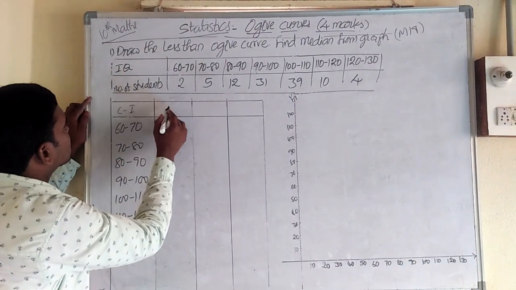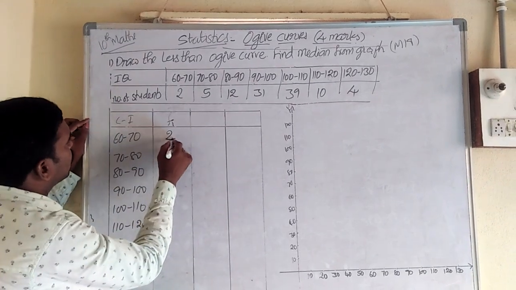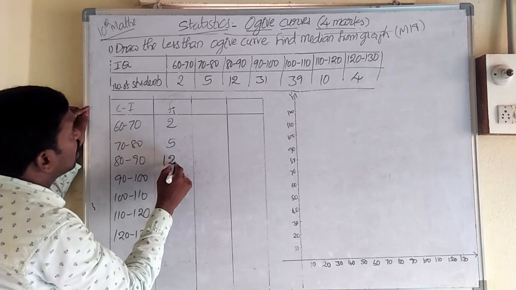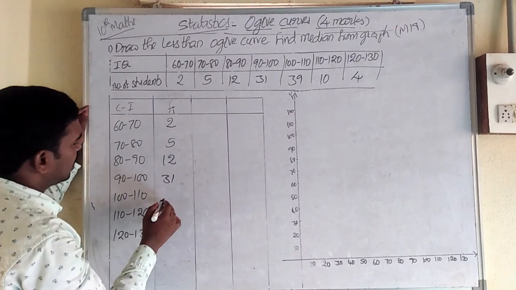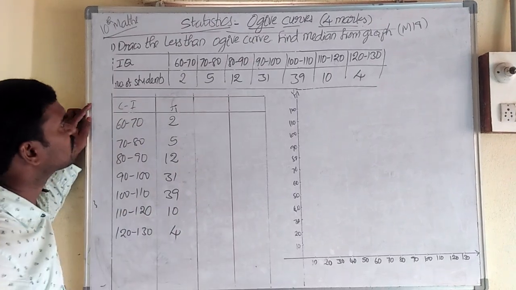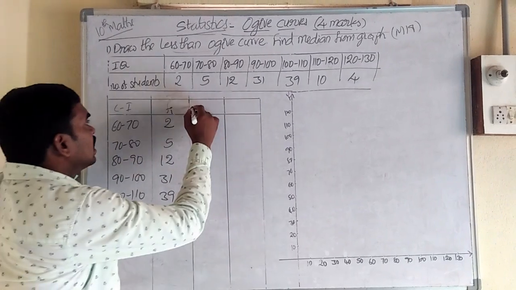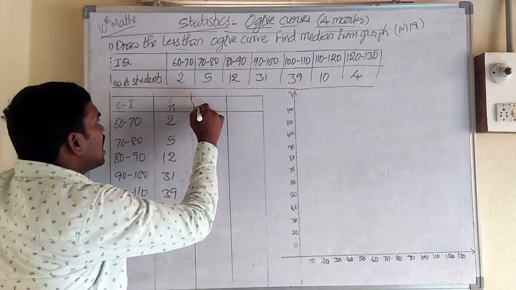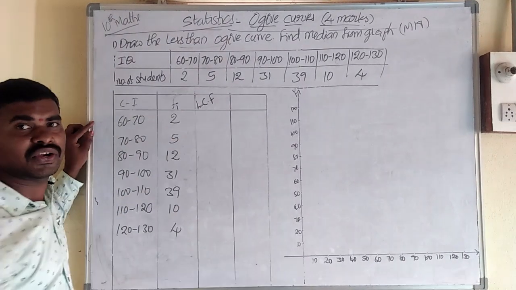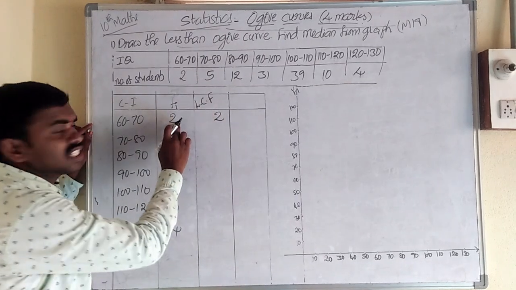Next one is number of students, taken as frequency fi. What is that? First one 2, and 70 to 80 is 5, next 12, next 31, next 39, next 10, next 4. The next column asked is less than. So take less than cumulative frequency. LCF means less than cumulative frequency. So the first one, write down as it is.